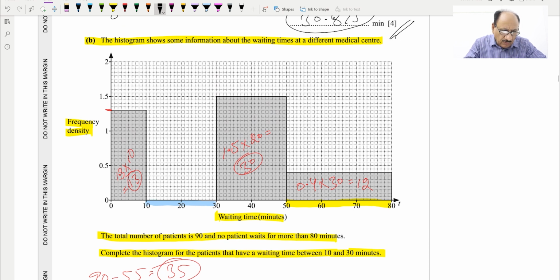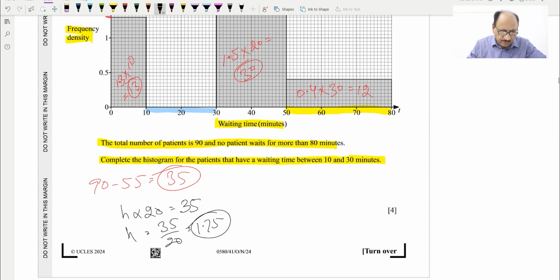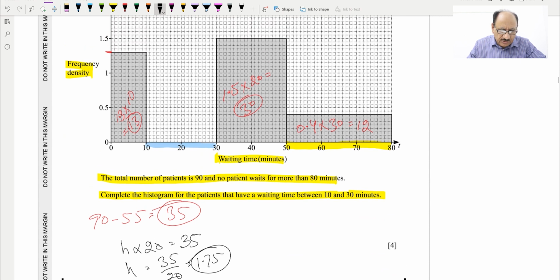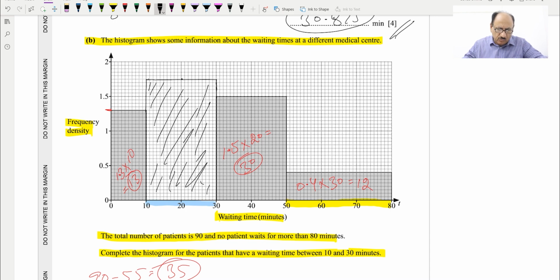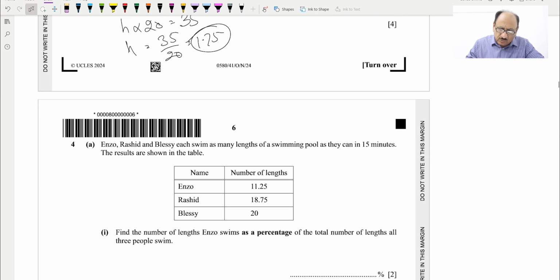So for this unknown, 1.75, it should be between 1.75 and 1.5. So 1.75 will be up to this one. If I draw the height up to 1.75, so on 1.75 will be this much, and this is the histogram which was required. Height is 1.75. Hopefully you understand this. Now next one, this was a 4-mark question.